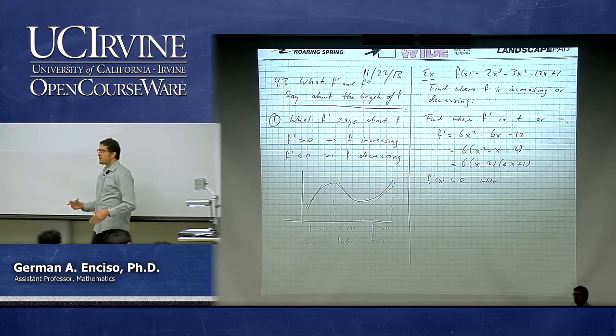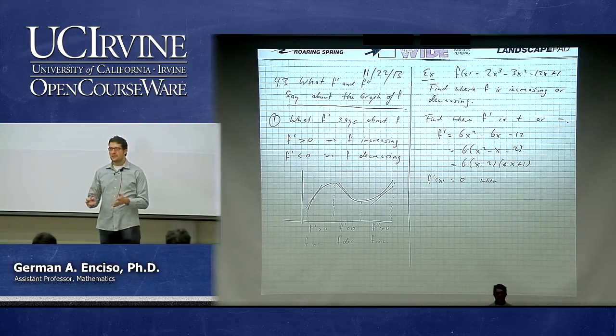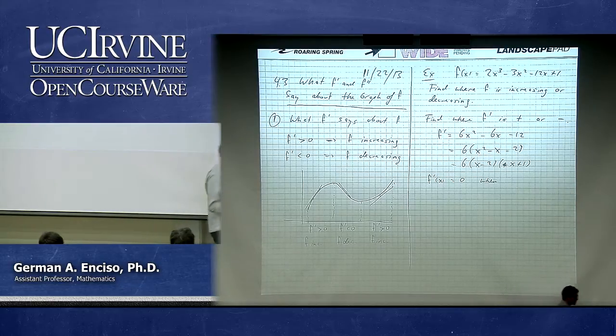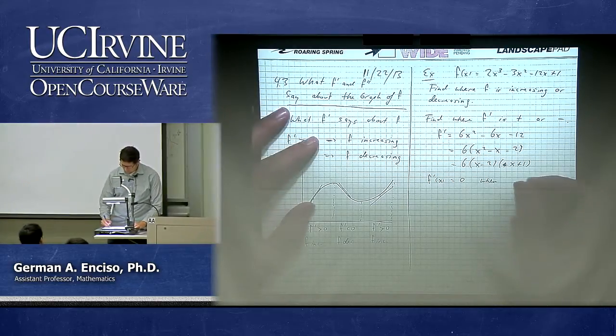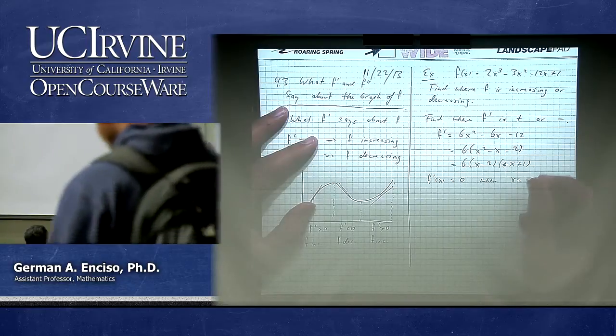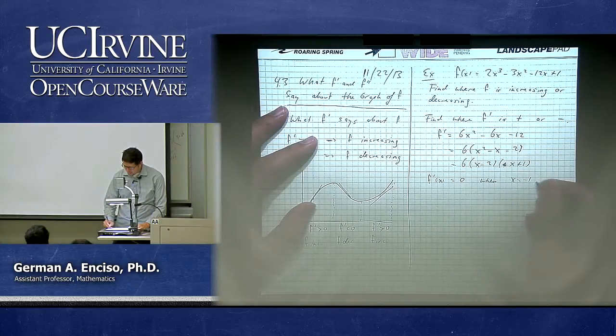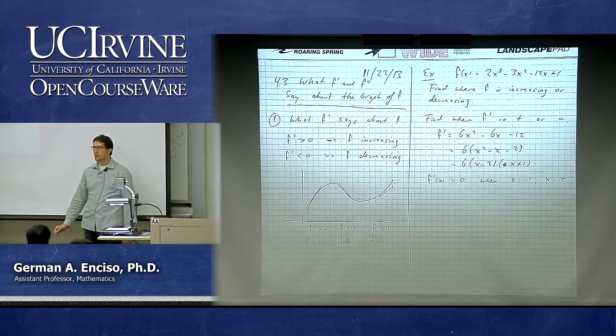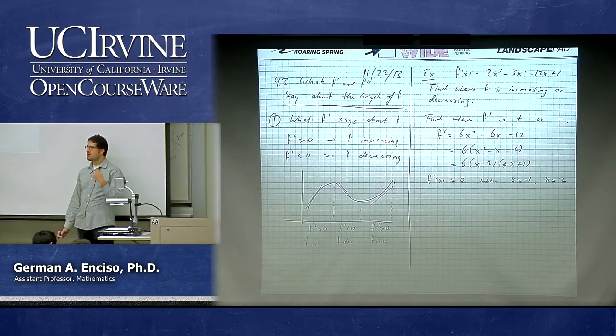Okay? If we want to find where it's positive and where it's negative, let's start with finding where it's actually equal to 0. Where is it actually equal to 0? At x equals not plus 1 but minus 1, and where x equals plus 2. Do you agree? Yes. Those are the points where the function is actually equal to 0.